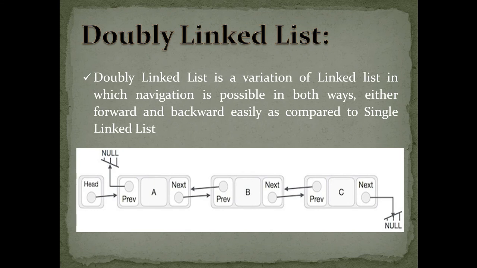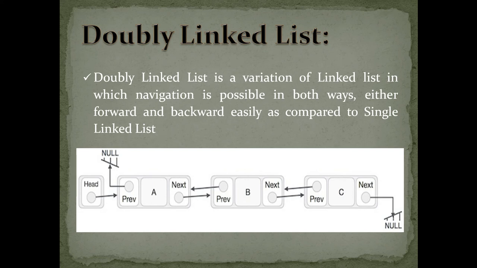Now what is a doubly linked list? A doubly linked list is a variation of the linked list in which navigation is possible in both ways. It means that we can search from head to tail or from tail to head. We can move in both directions, either forward or backward, easily as compared to a singly linked list. It is comparatively easier than the singly linked list because it can navigate in both directions.